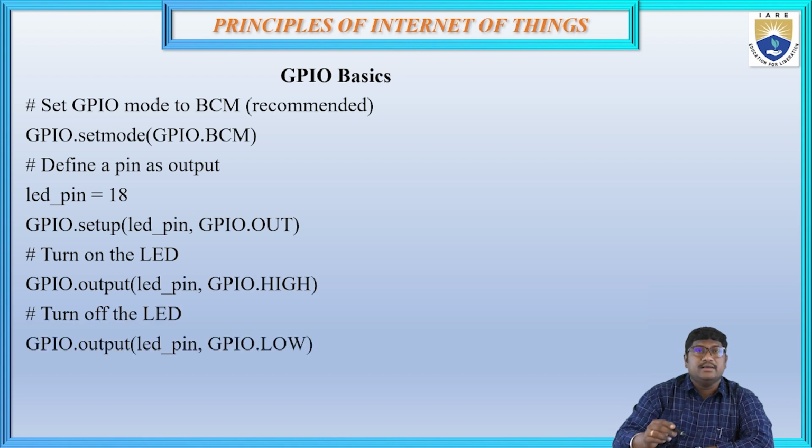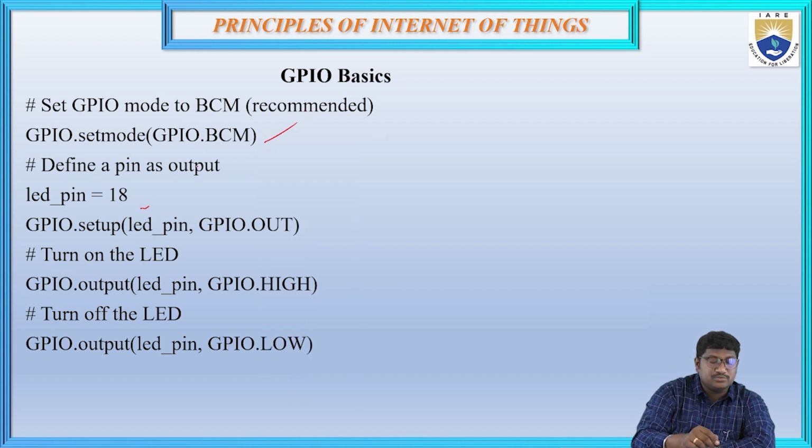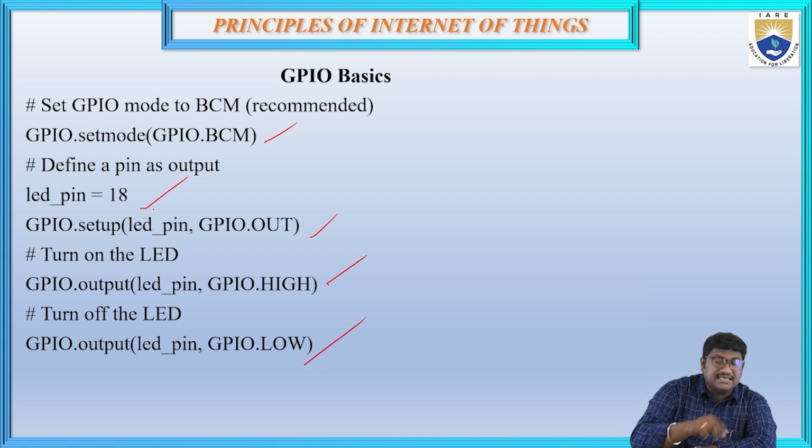For setting mode, this was the thing which has to be done. And for defining a pin, this has to be done. LED pin 18. For switching on the specific thing, GPIO output LED pin. Turn on the LED, this was the thing. Turning off the LED, this was the thing. Like this, we need to do the things.